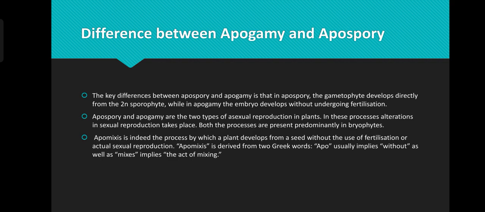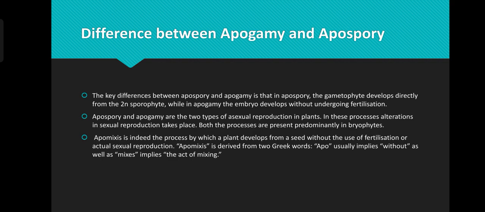The key difference between apospory and apogamy is that in apospory, the gametophyte develops directly from the diploid sporophyte, while in apogamy, the embryo develops without undergoing fertilization. Apospory and apogamy are the two types of asexual reproduction in plants. In these processes, alterations in sexual reproduction take place. Both the processes are present predominantly in bryophytes.